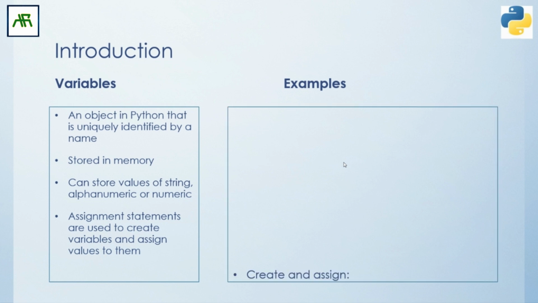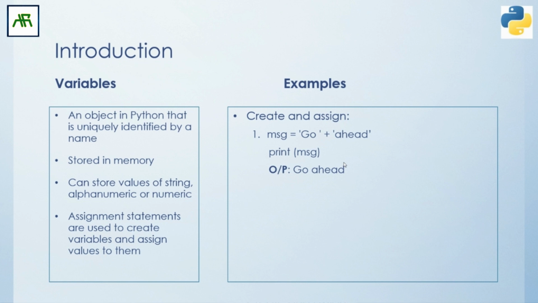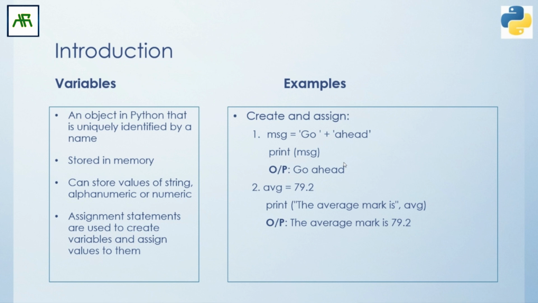Here are some examples for variables. Create and assign: stage equal to "go ahead". It takes string values. When we print the message, where message is a variable here, we get "go ahead". Average equal to 79.2. Here it's a number. We will look at the types of number variables, or number type data, later. Here it's a float, where we have a decimal. So print "the average mark is", average. We have an output of the text plus the variable average put together.